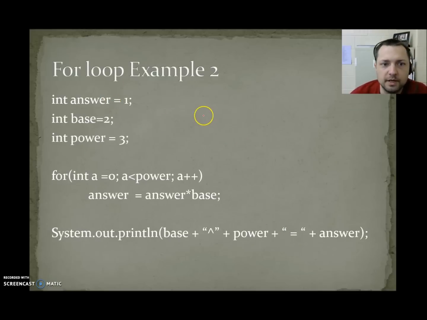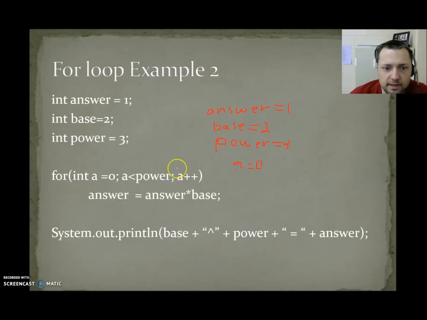Our second for loop answer. Here we're writing a loop to calculate a power. Instead of using math.pow, we're manually calculating it. We have answer, and that equals 1. We have base, that equals 2. We have power, that equals 3. Then we have a. A equals 0. And basically what will happen is we're going to do 1 times the base, times the base, times the base, times the base, until we've done 2 to the power of 3.